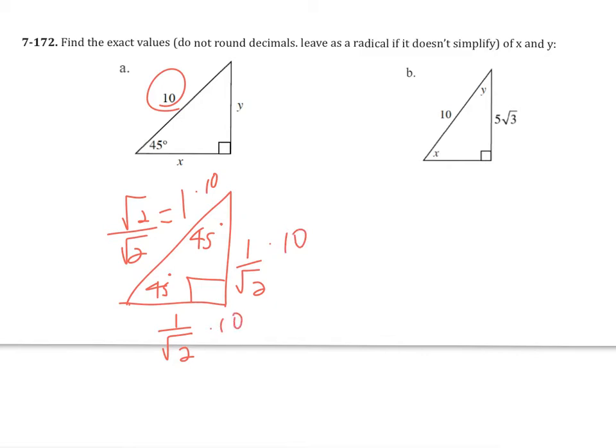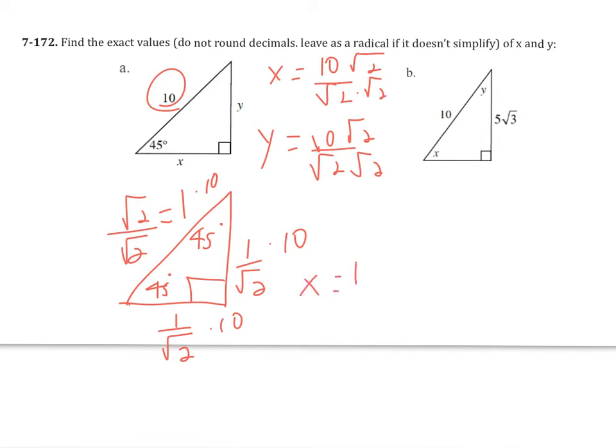So both of the legs for x and y are really, x is going to be 10 over root 2, and y is going to be 10 over root 2. And then if you're going to simplify that, or what we call rationalizing the denominator, we need to multiply top and bottom by the radical to get rid of it. So you end up getting, for x, 10 root 2 over 2, because root 2 times root 2 is going to be root 4, which is 2, which reduces to 5 root 2.